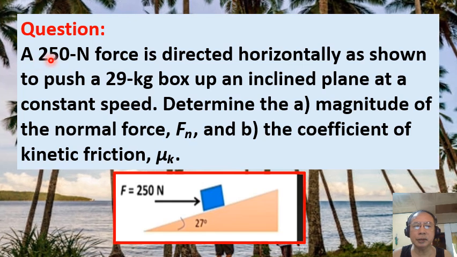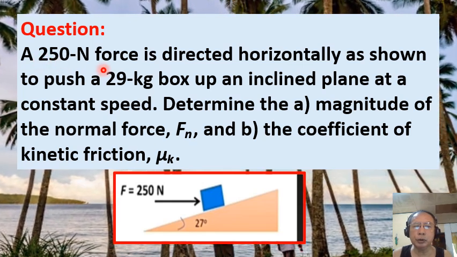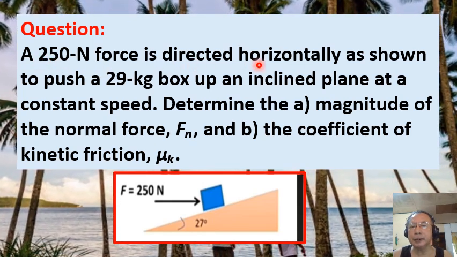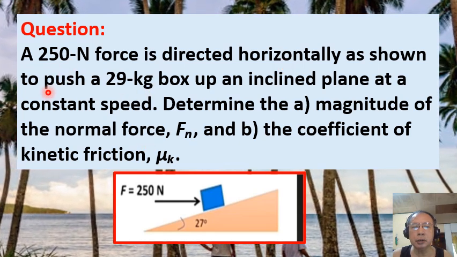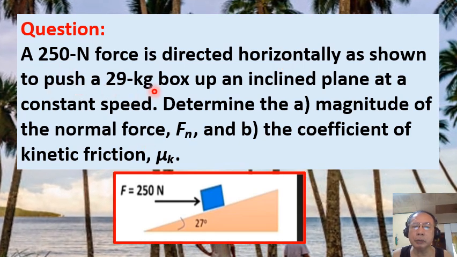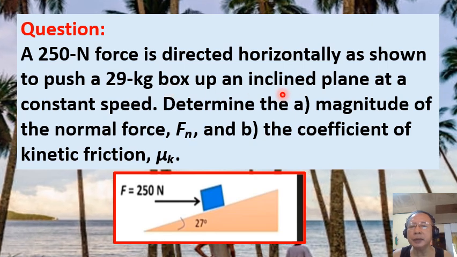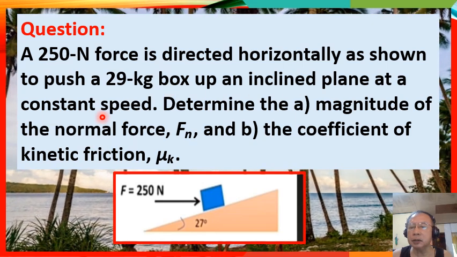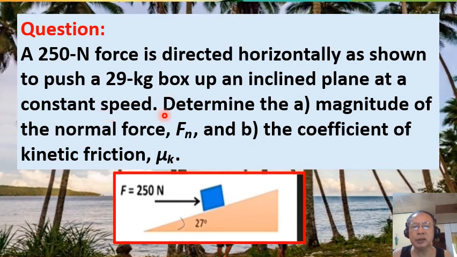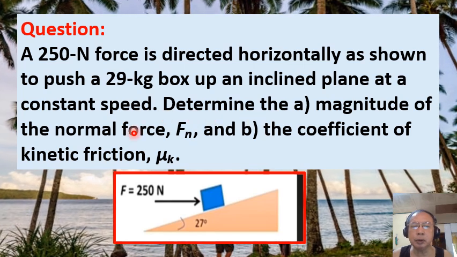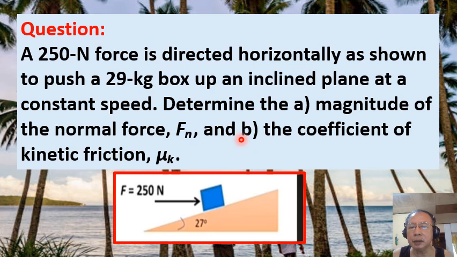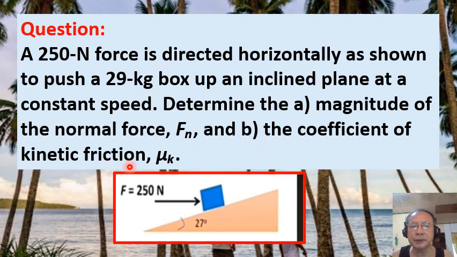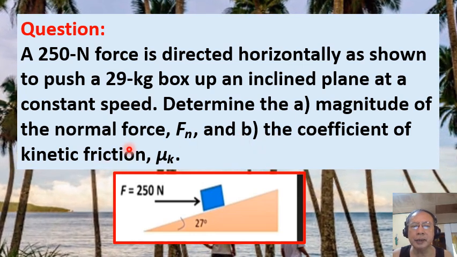The question is, a 250 Newton force is directed horizontally as shown in the figure to push a 29 kilogram box up an inclined plane at a constant speed. Determine the magnitude of the normal force F sub n and the coefficient of kinetic friction mu sub k.